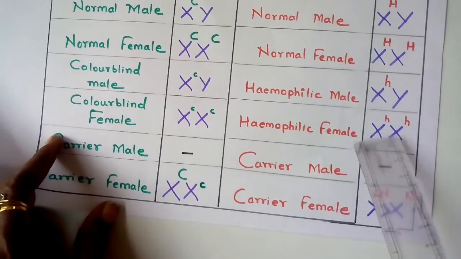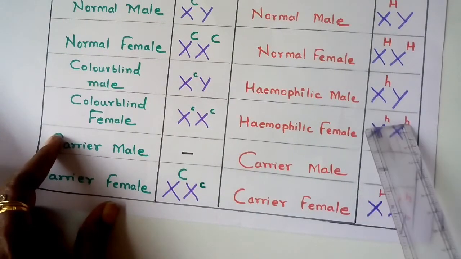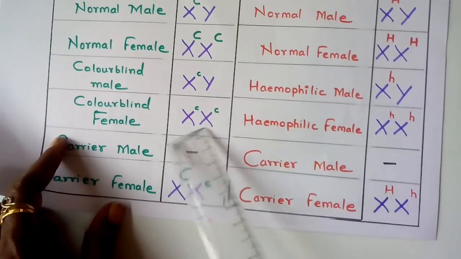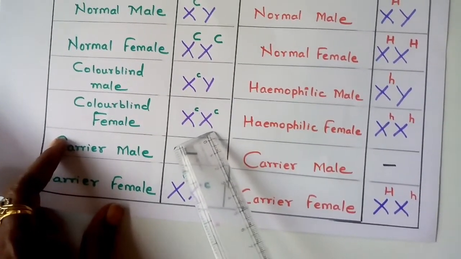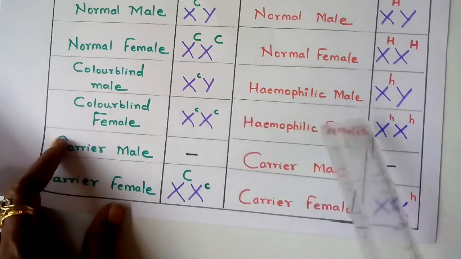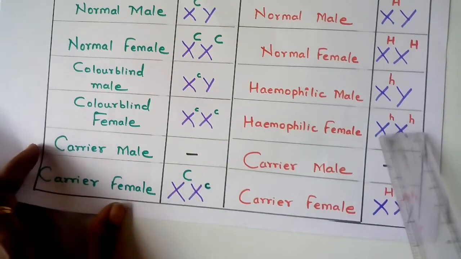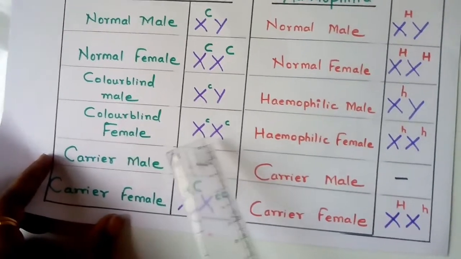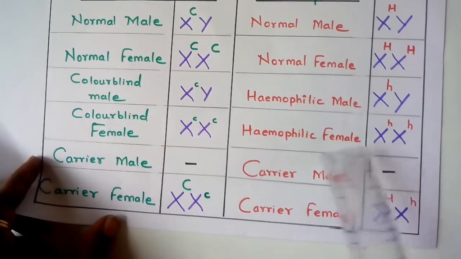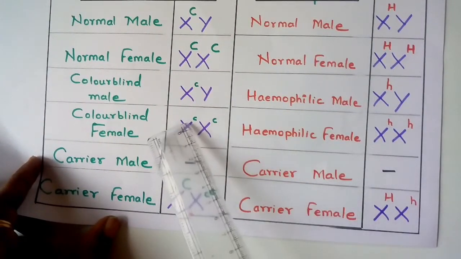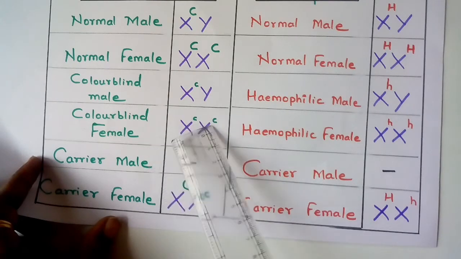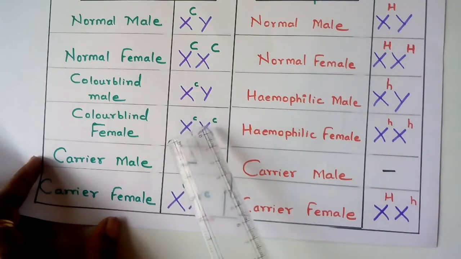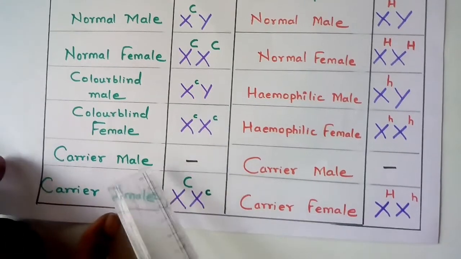And this shows that both the X chromosomes are carrying recessive genes. Since both are X chromosomes, that means this is a female, and recessive genes are present on the X chromosomes. That means these females will be colorblind. So for a female to be colorblind, the only condition is that both the genes have to be recessive, or the recessive genes have to be present in double dose.